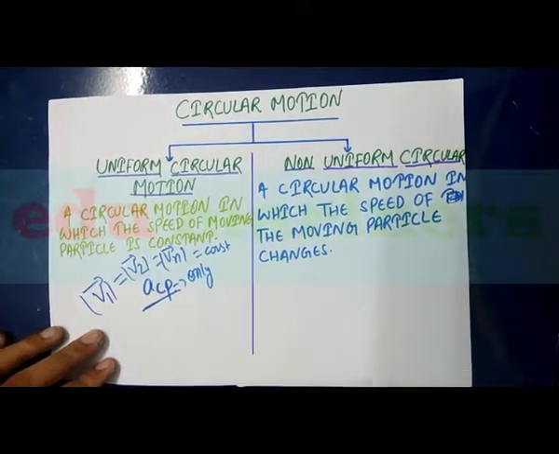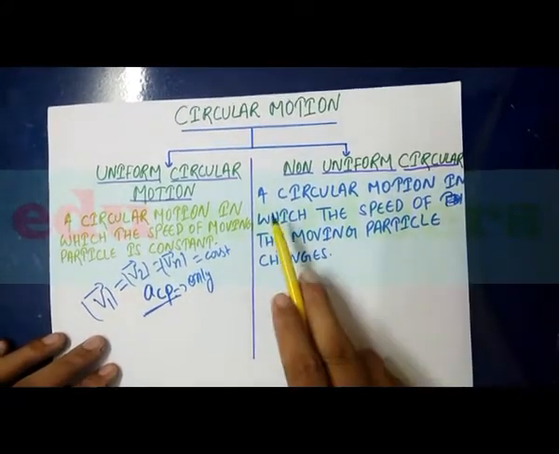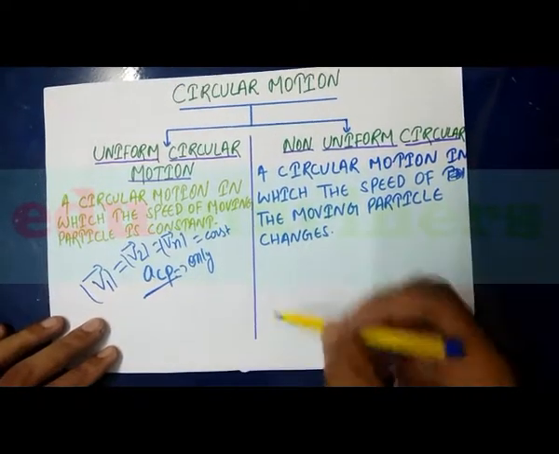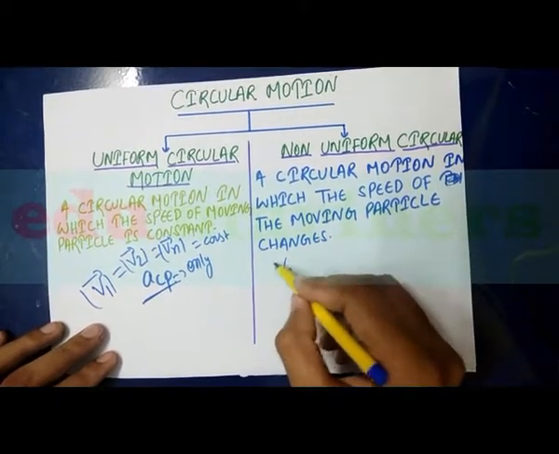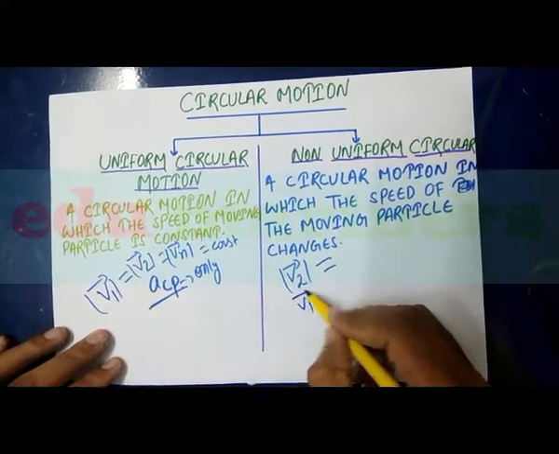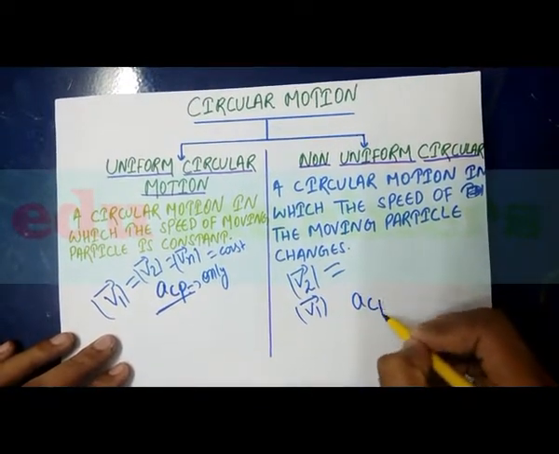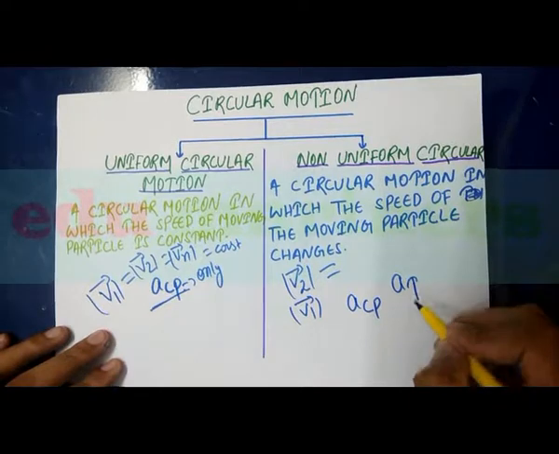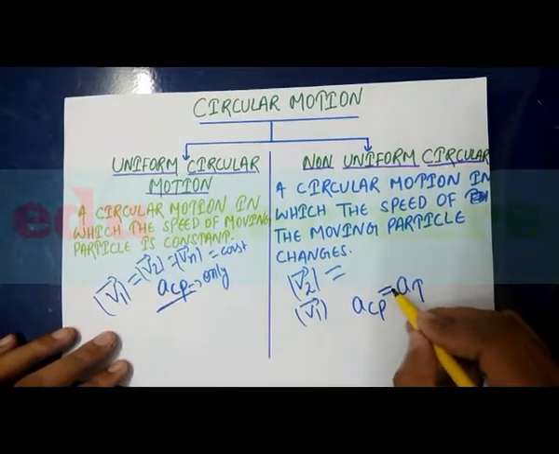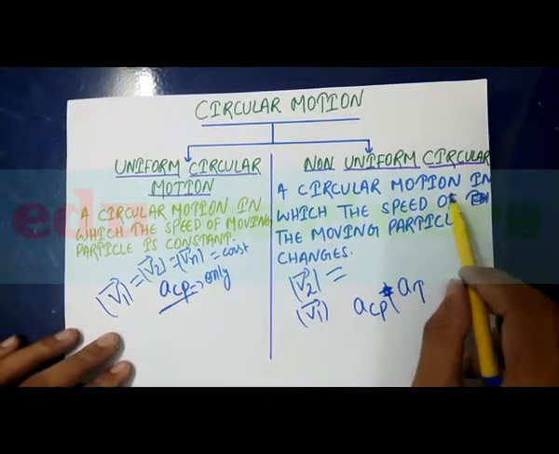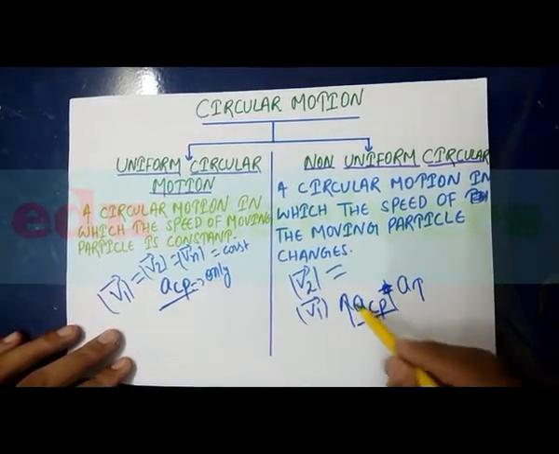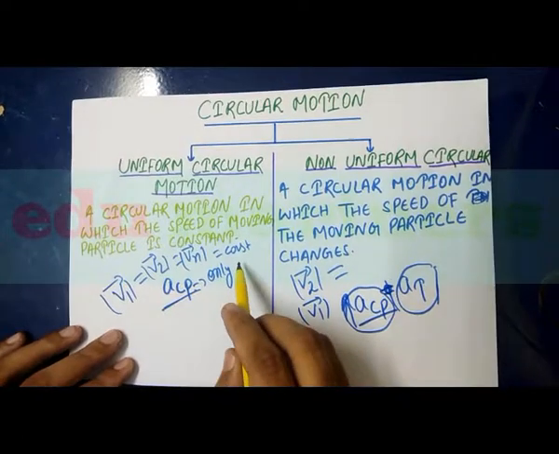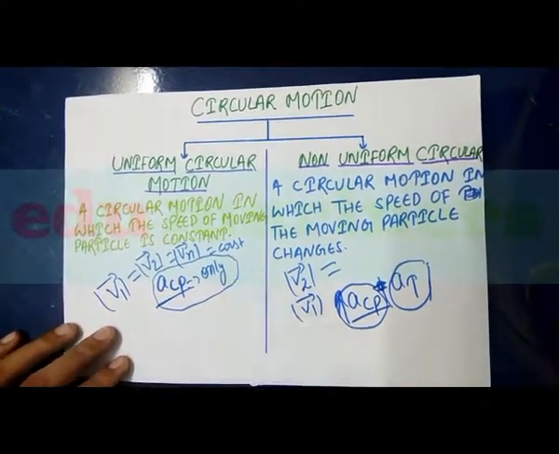Non-uniform circular motion, as we defined it here, is a circular motion in which the speed of the moving particle changes, that is, the magnitudes of the velocity vectors are changing. V2 has a different magnitude from V1, so it will have ACP, the centripetal acceleration, which is a must for circular motion, and it will also have the tangential acceleration AT, right? So for non-uniform circular motion, both accelerations will be in action, tangential acceleration and centripetal acceleration. But in uniform circular motion, only ACP will be in force.